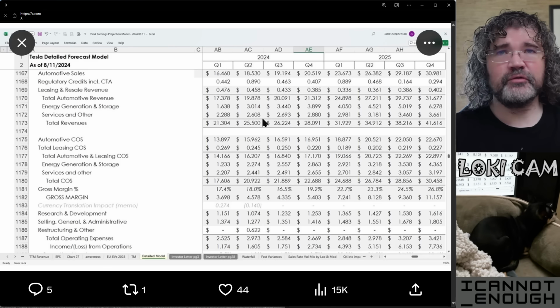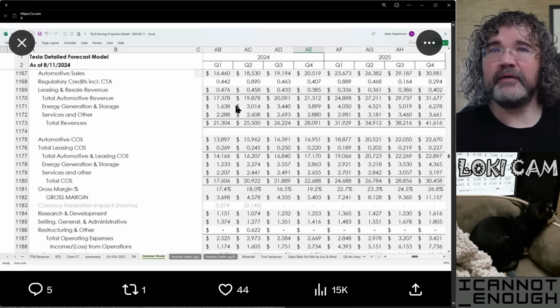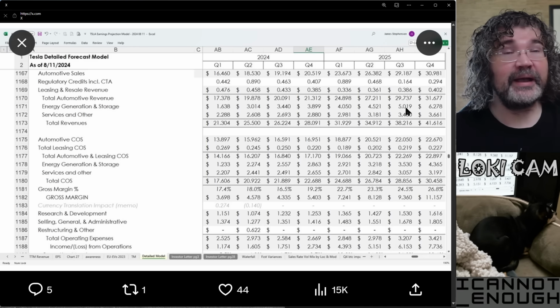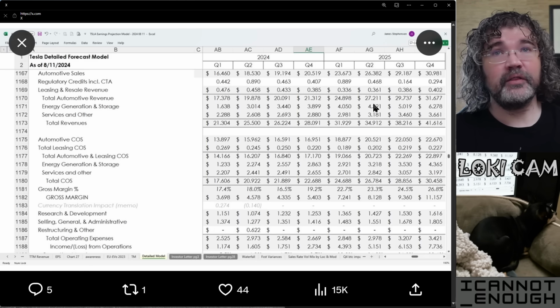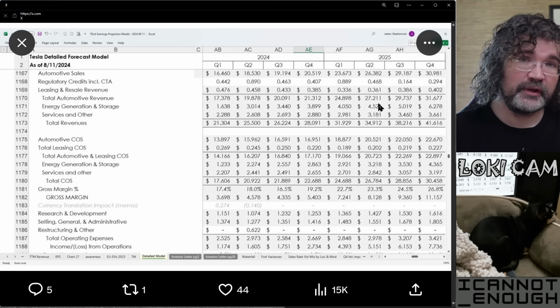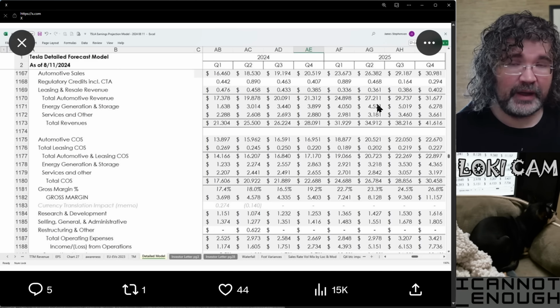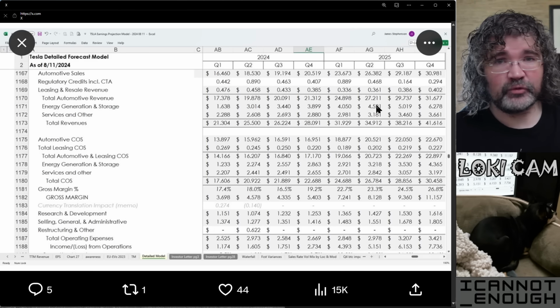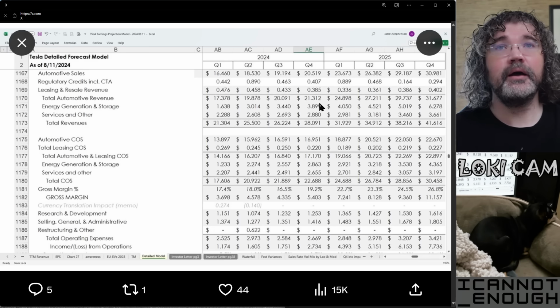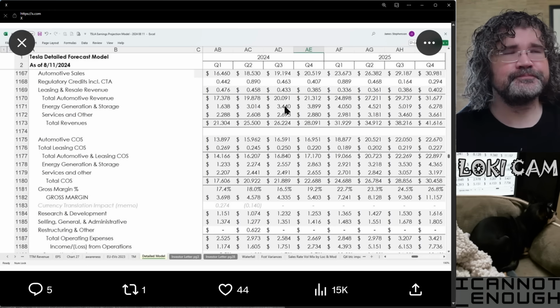But you can see I've got services and other growing some here. I've got energy generation and storage growing as shown. The way that I build up to this is just guessing at how many megapacks will be sold and then applying revenue per megapack sold in each quarter.